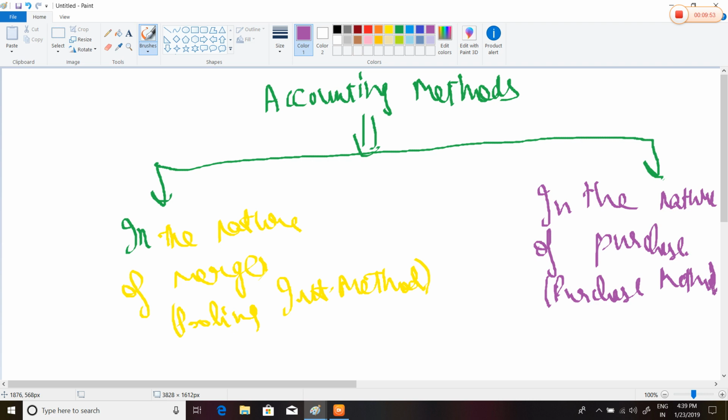The purchasing company will take the assets and liabilities at what value? It will take over the assets at the fair value, and liabilities at the payable value.